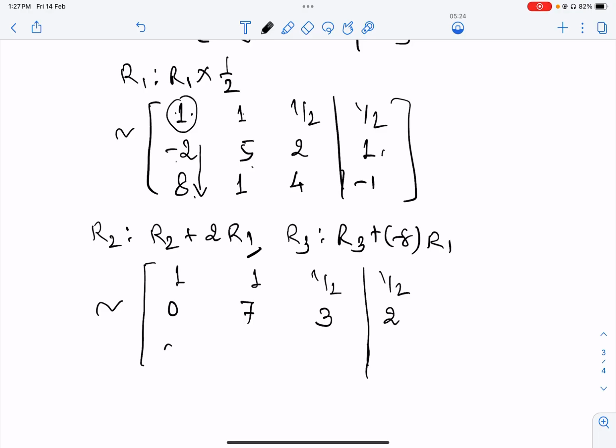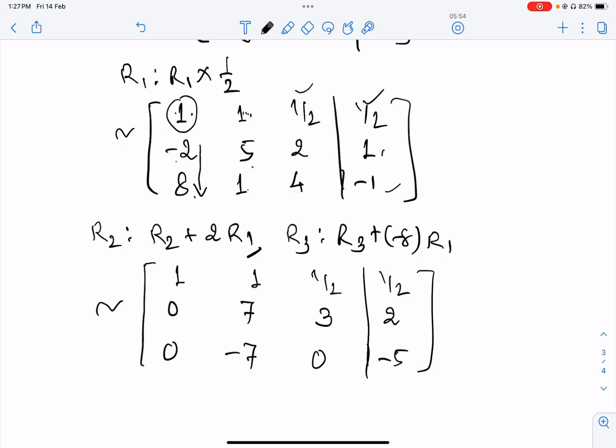Minus 8 plus 8, so that is 0. Here also minus 8 plus 1, so that is minus 7. Now multiply here by minus 8, so that will be minus 4, plus 4, so that is 0. Multiply by minus 8, so minus 4 minus 1, so that is minus 5.